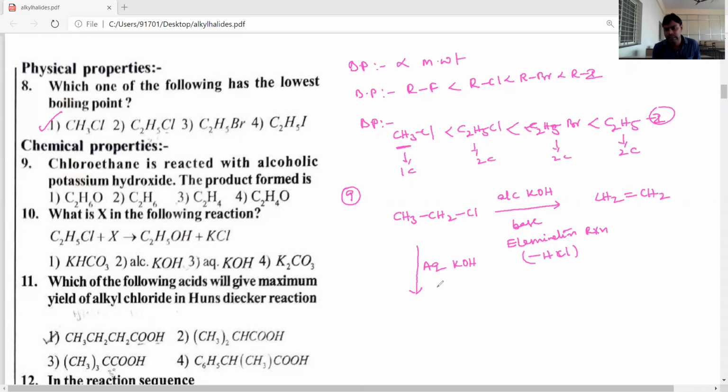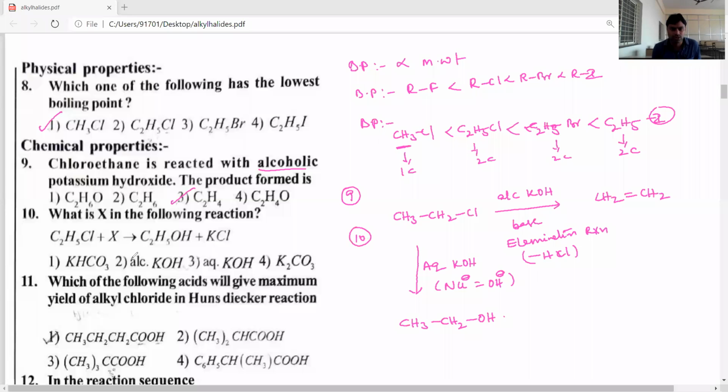In the same way, chloroethane treated with aqueous KOH: aqueous KOH acts as a nucleophile. The nucleophile is the OH minus ion. Then the product is CH3-CH2-OH. Ethyl alcohol will be the product. Now in this question, chloroethane or ethyl chloride treated with alcoholic KOH. Alcoholic KOH means elimination reaction. The product is C2H4, ethene.